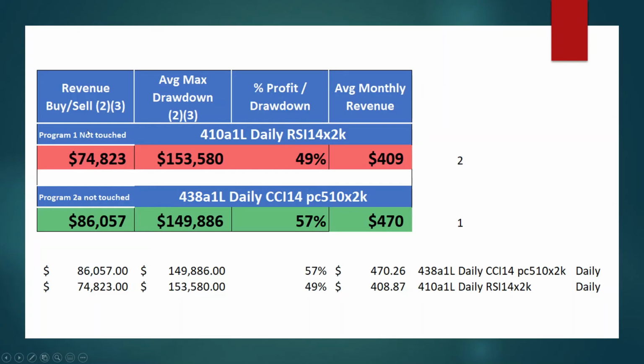And this is the revenue for the RSI14 strategy, 74,000 compared to 86. There's a higher drawdown for the RSI strategy, therefore a lower profit over drawdown percentage. Not much lower, but was lower, on a monthly revenue of roughly $409. So again, if you had to pick one of these, you'd probably still stick with the CCI14 being a better result overall, slightly a better return, revenue return, but also a lower drawdown.